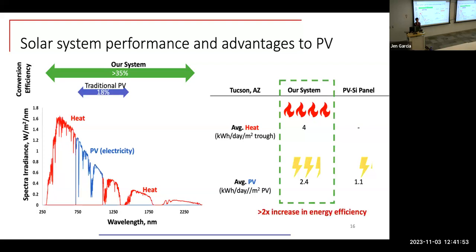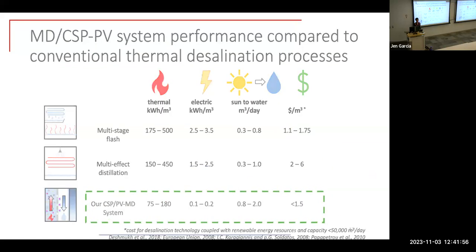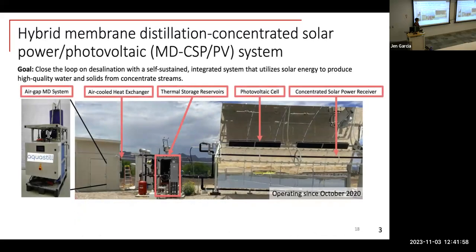So what does it look like? What's the physical footprint? I'll just go to that. So this is the physical footprint of our system. We started operating in October of 2022. We got some funding from DOE, which was really nice, through the RAPID program. They're really interested in process intensification, so looking at how we can increase the efficiency of existing systems for both water and energy.